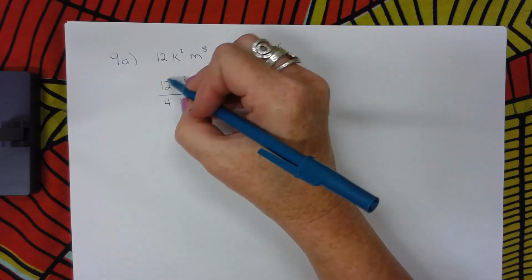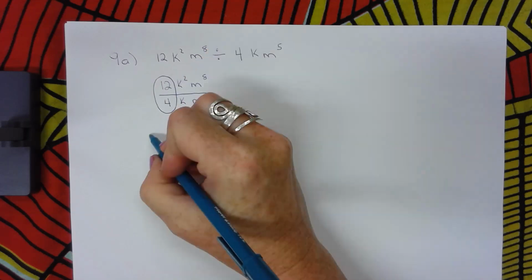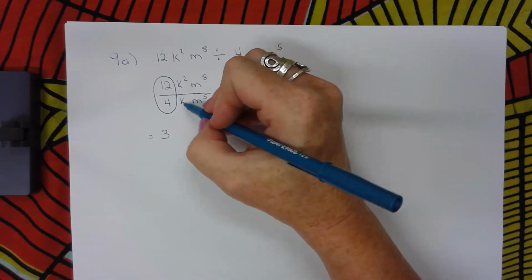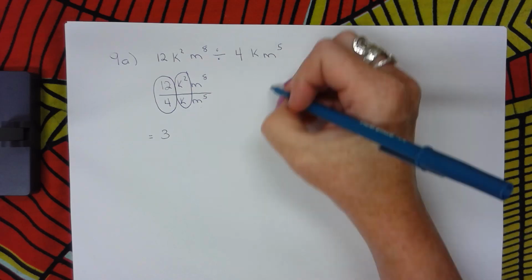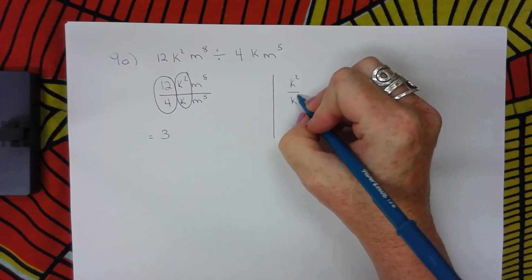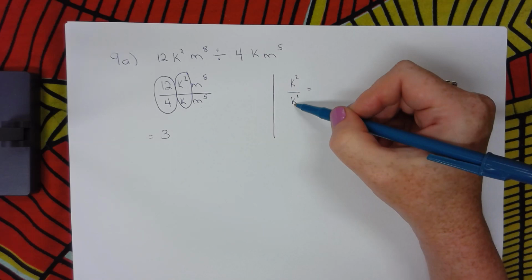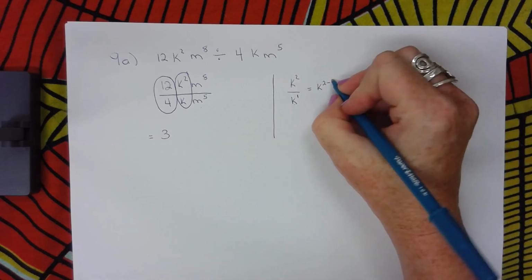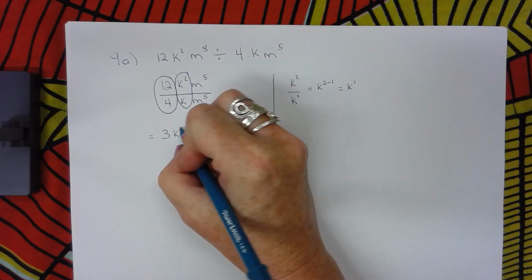So if I look, I say, okay, well, 12, I can divide that by 4, so I'm going to take the 12, and I'm going to divide it by 4, and when I divide 12 by 4, I get 3. And then here I have k's, so I'm going to do k squared divided by k. Well, it's like there's an imaginary 1 here, so I'm going to take my quotient rule, and I know that when I'm dividing like bases, I subtract the exponents. So this is just going to be k to the 2 minus 1, which is equal to k to the 1. So I can put that k over here.